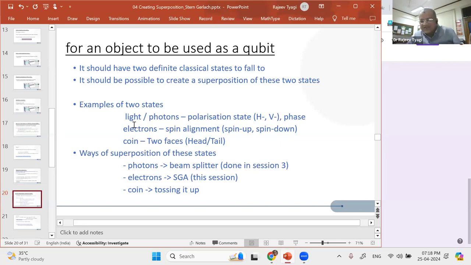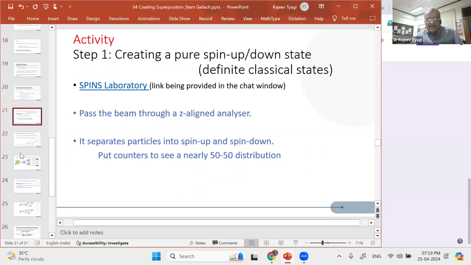So, the examples of two states. Yesterday you saw how photon, light, polarization, phase of it, partial reflection, partial transmission, you can have two states. Electrons, we are doing it today, spin alignment, spin up, spin down. The normal coin has two faces, head and tail. But can we create superposition states of it? Photons you saw yesterday, the beam splitter created that superposition state. Today we are seeing that electrons, using the Stern-Gerlach apparatus, we can create a superposition state. A coin, when you toss it, till the time it is in air, it's a linear combination, a superposition state of head and tail.